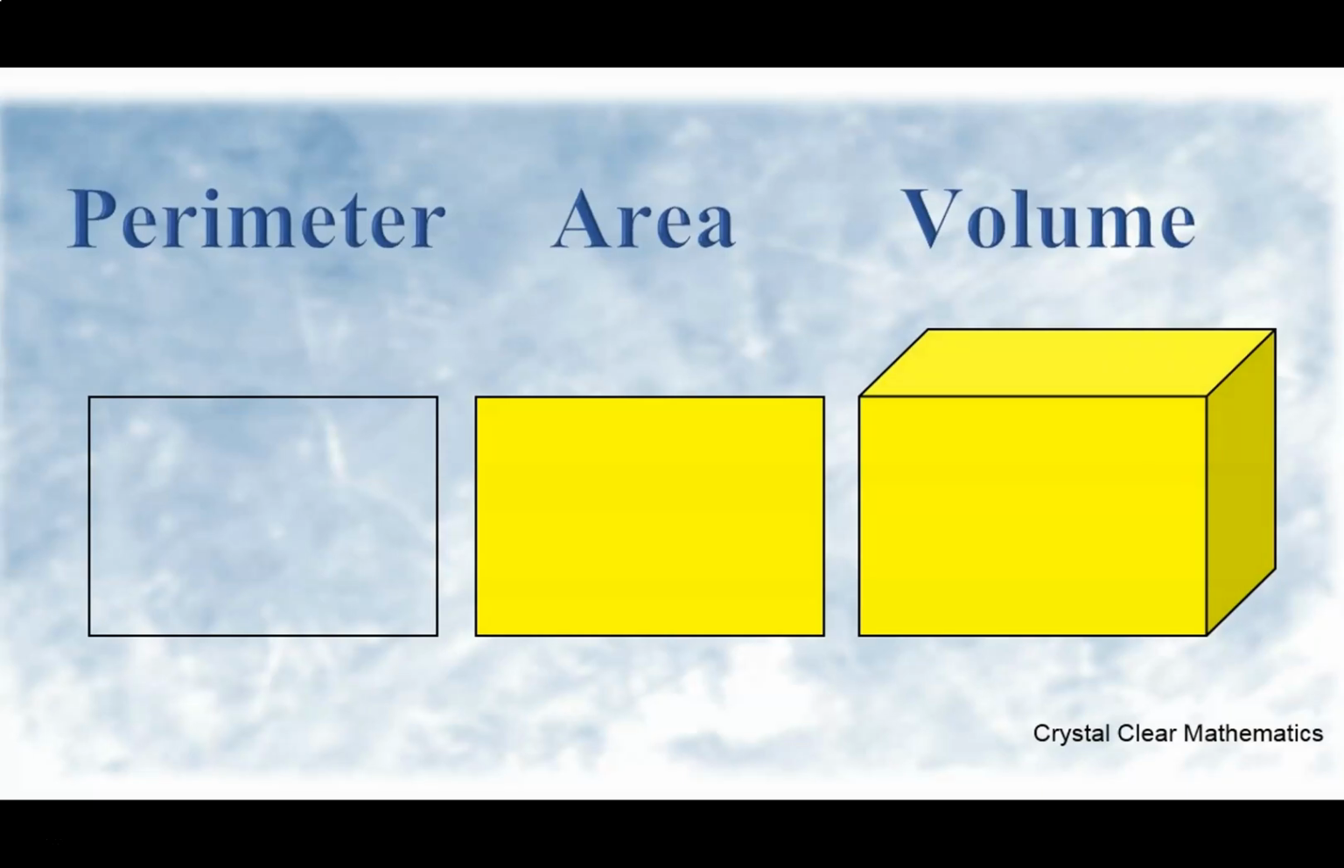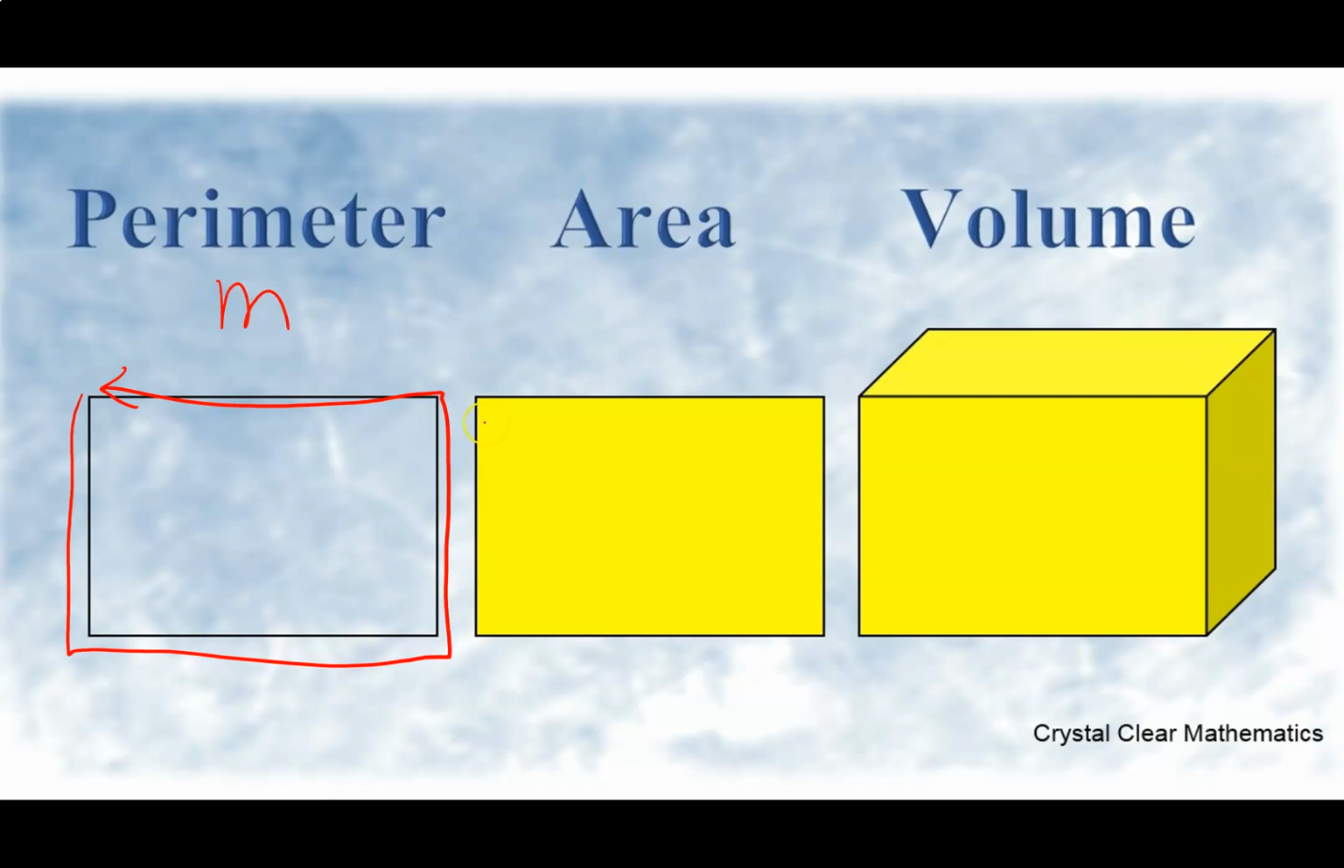In our geometry unit, we have looked at perimeter, area, and volume. Remember, perimeter is a one-dimensional quantity. It measures the outline or the length around a shape. Let's pretend that this rectangle was measured in meters. The units for perimeter would be meters.